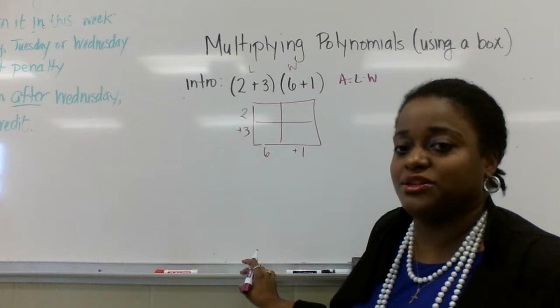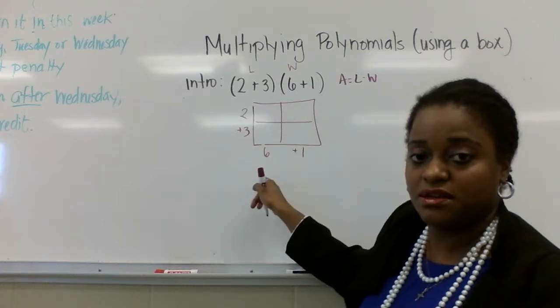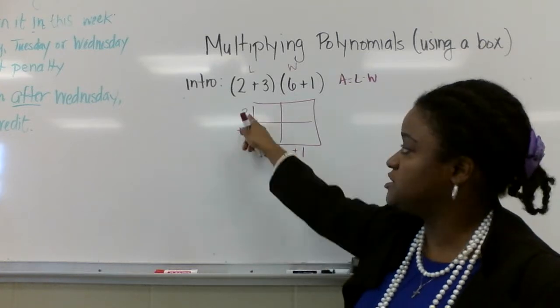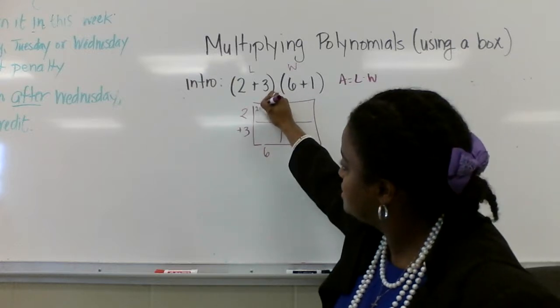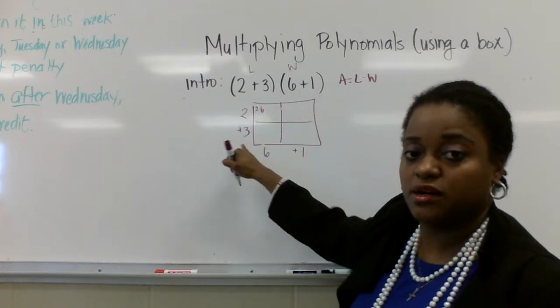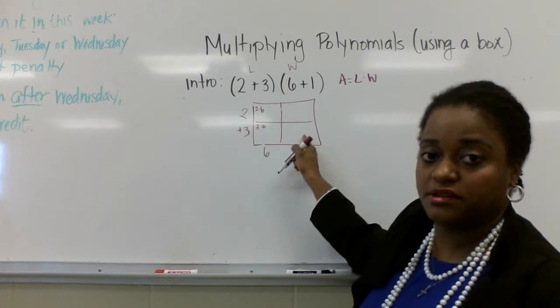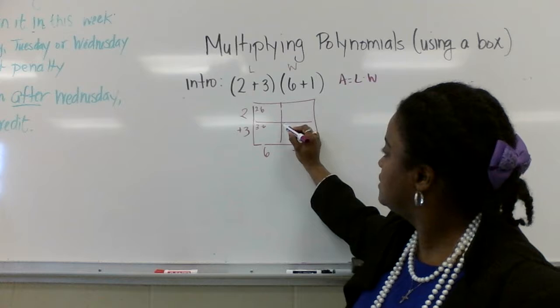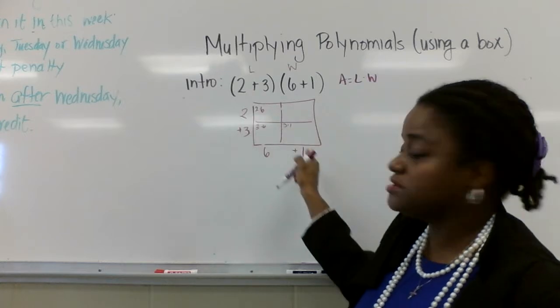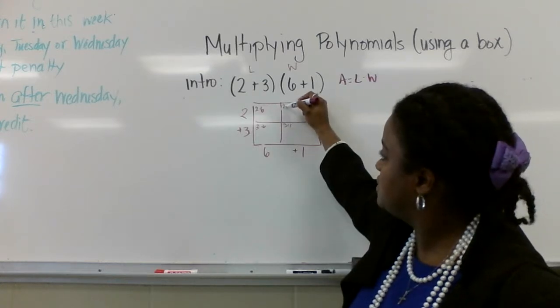Okay, now, can you help me out? What do we use for that box? We do the 2 and 6, 2 times 6. What do we do here? We do 3 times 6. What do we do for here? That's going to be 3 times 1. And here, 2 times 1, which is here.